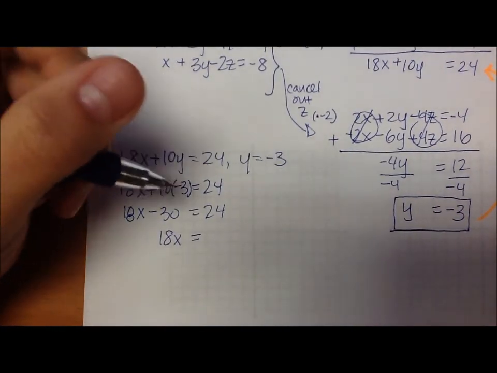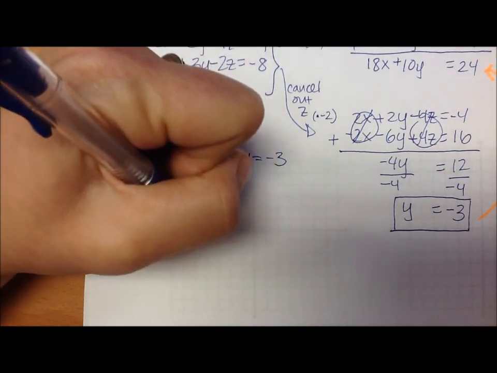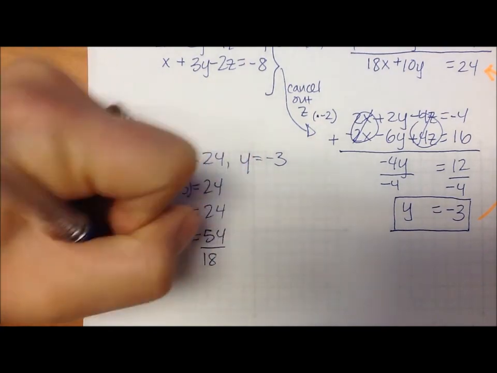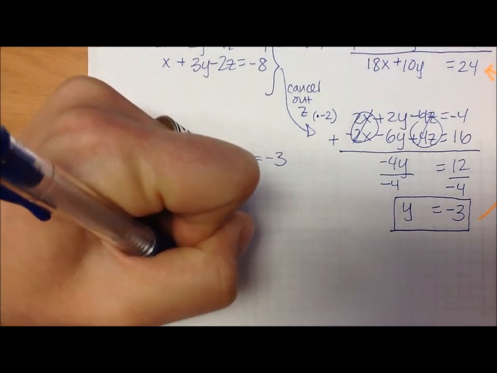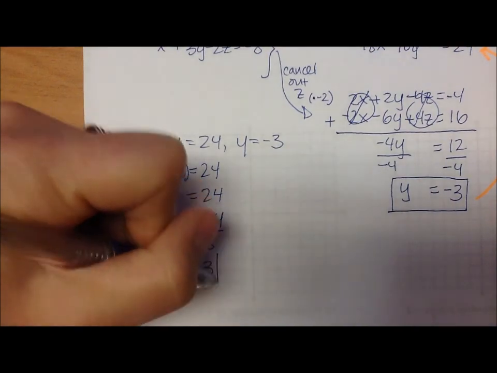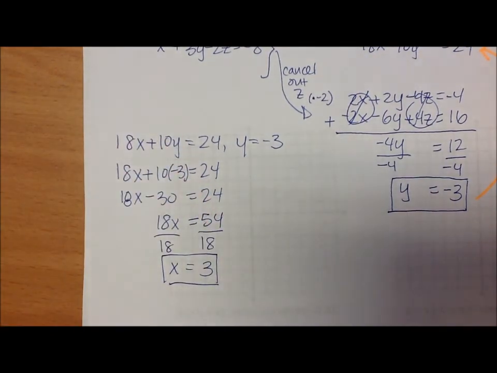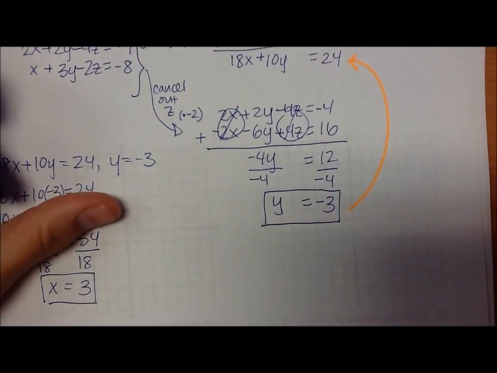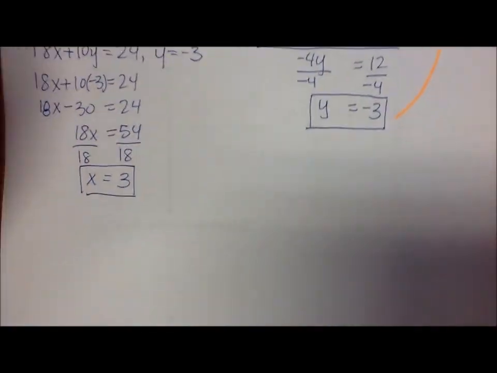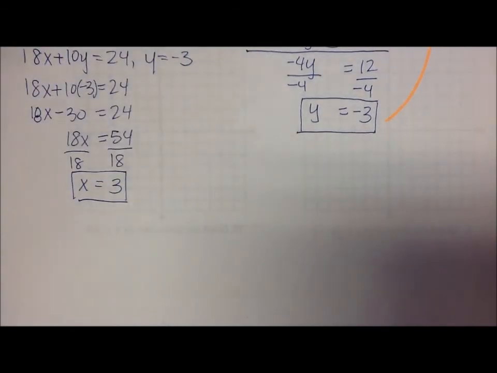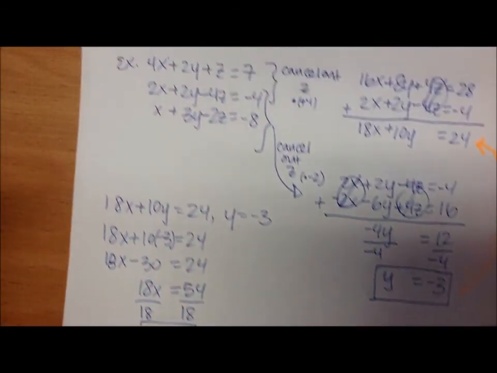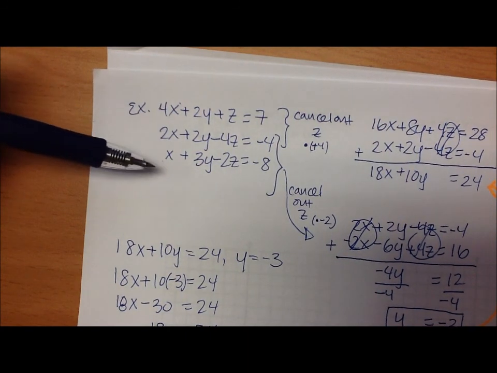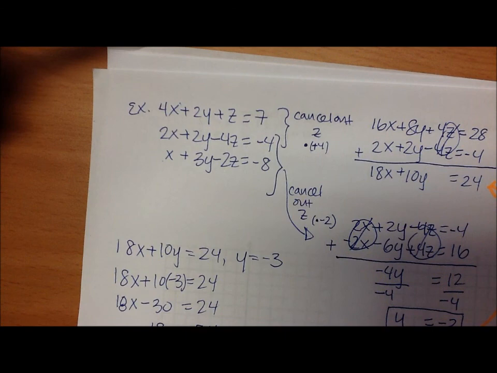Oops, sorry. So we get 54. And then we divide both sides by 18. We get x equals 3. So now we have two of our variables. We know x equals 3 and y equals -3. So the only thing now that we have to do is solve for z. So just as we did before, we can use any one of the original equations and plug in x and y to solve for z.